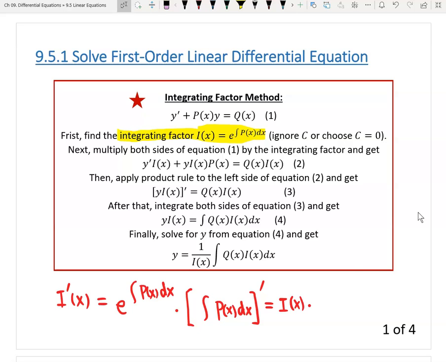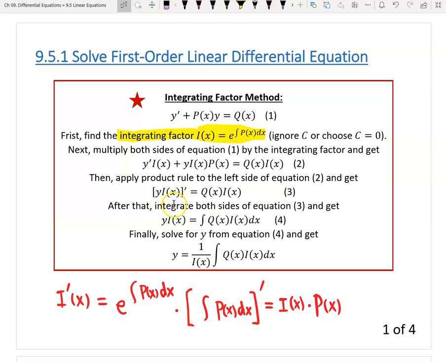See, almost. What is the second term? This is the antiderivative. Taking the derivative, of course, goes back to p of x. That's the definition, right? Times p of x. Can you see? That's true. So the derivative of I is I times p of x. Therefore, the third step is true. So now we have equation 3.